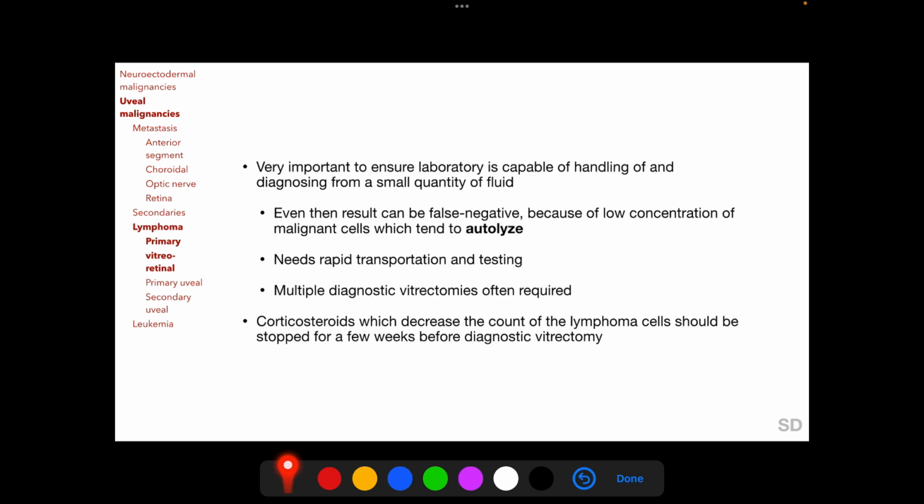It is very important to ensure that the laboratory is capable of handling and diagnosing from a small quantity of aspirate. Even then, the results can be false negative because of low concentrations of malignant lymphoma cells in the aspirate, and these malignant lymphoma cells have a tendency to autolyse. So vitreous aspirates in suspected PVRL patients need rapid transportation and testing, and multiple diagnostic vitrectomies are often required before we can arrive at the diagnosis. Corticosteroids, which decrease the count of the lymphoma cells, should be stopped for a few weeks before diagnostic vitrectomy is performed.